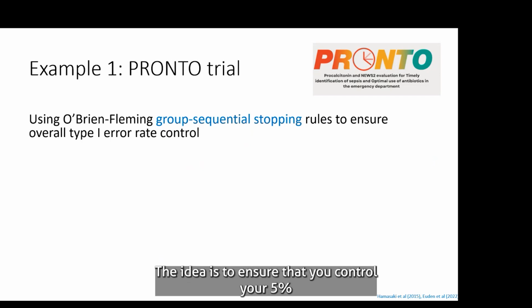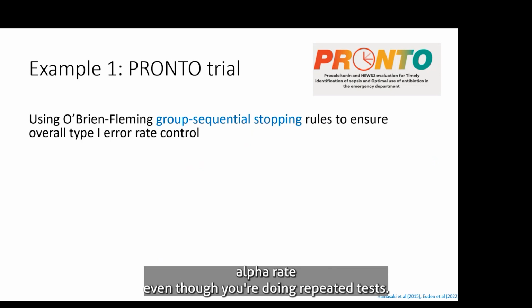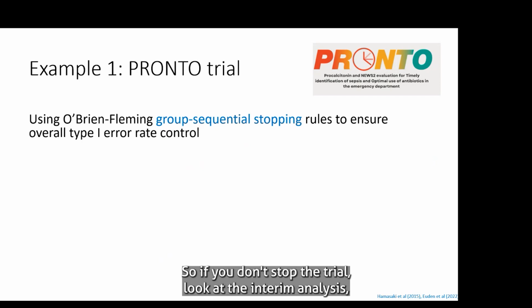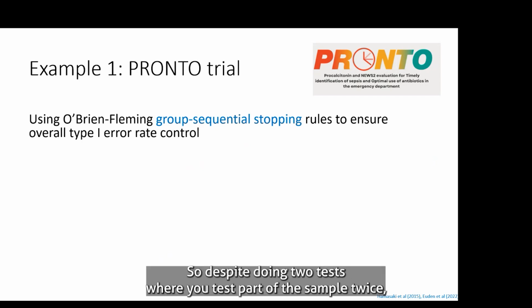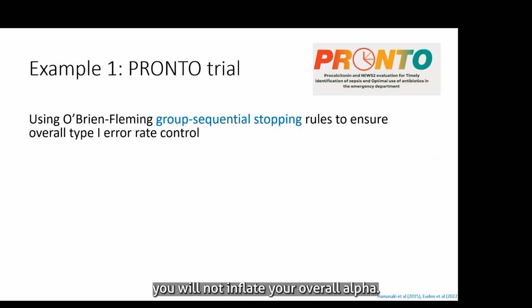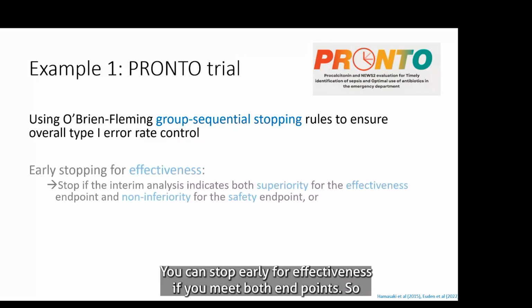The idea is to ensure that you control your 5% alpha rate, even though you're doing repeated tests. So if you don't stop the trial at the interim analysis, you will continue to do a final analysis and then test again. So despite doing two tests where you test part of the sample twice, you will not inflate your overall alpha. You can stop early for effectiveness if you meet both endpoints.